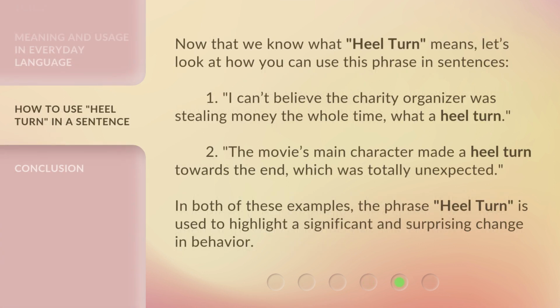Now that we know what heel turn means, let's look at how you can use this phrase in sentences. 1. I can't believe the charity organizer was stealing money the whole time. What a heel turn. 2. The movie's main character made a heel turn towards the end, which was totally unexpected. In both of these examples, the phrase, heel turn, is used to highlight a significant and surprising change in behavior.